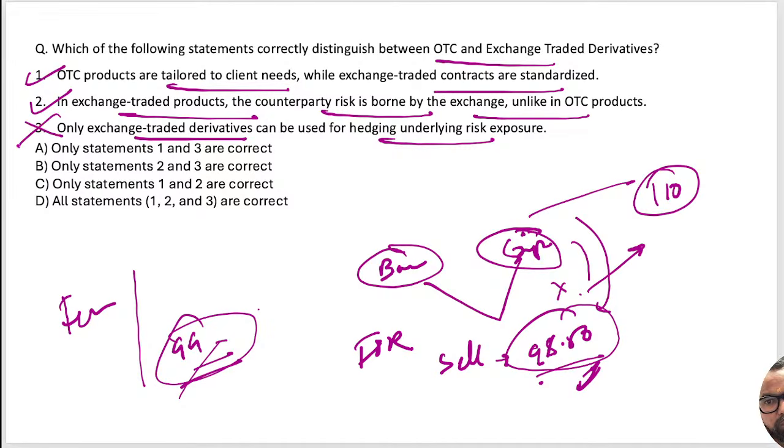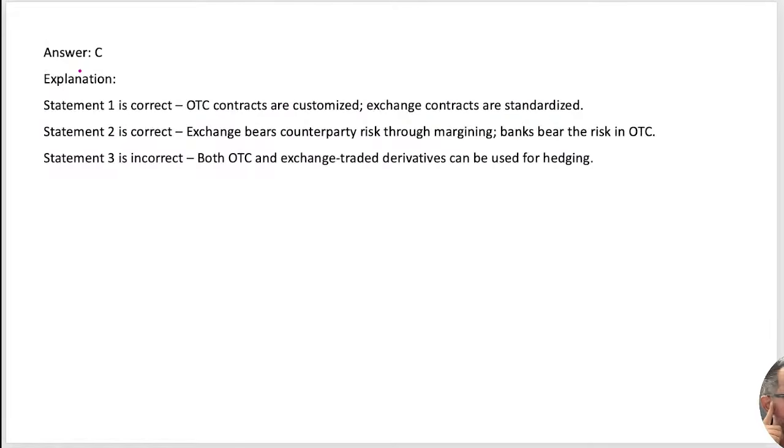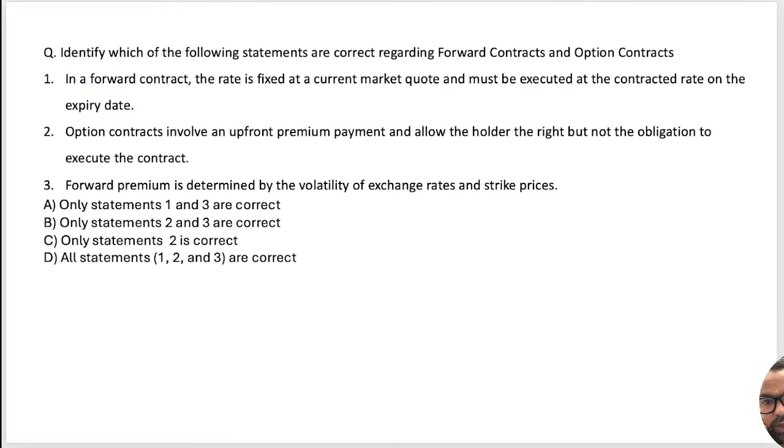The third one is: exchange traded derivatives can be used for hedging underlying exposure only. No, it is both. For hedging we mostly use OTC; they are more preferred for the hedging purpose. So 1 and 2 mean option C must be the right answer, right? Both are generally used for this. Next one, guys.